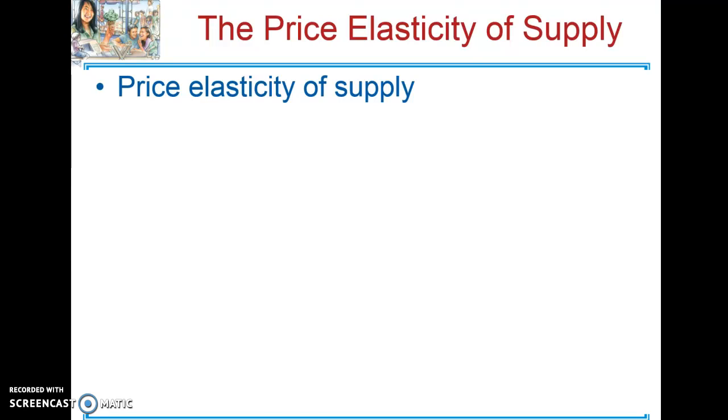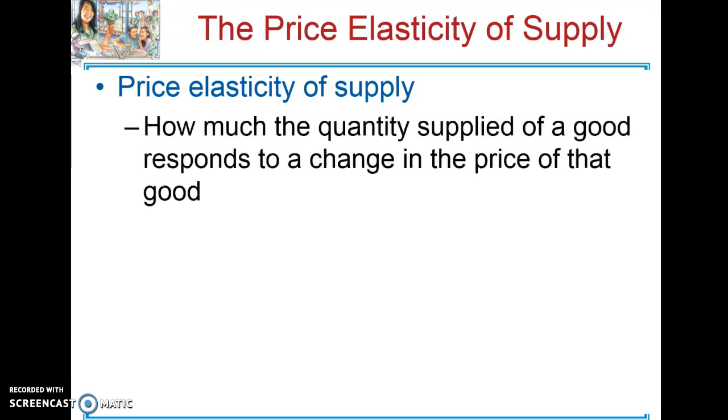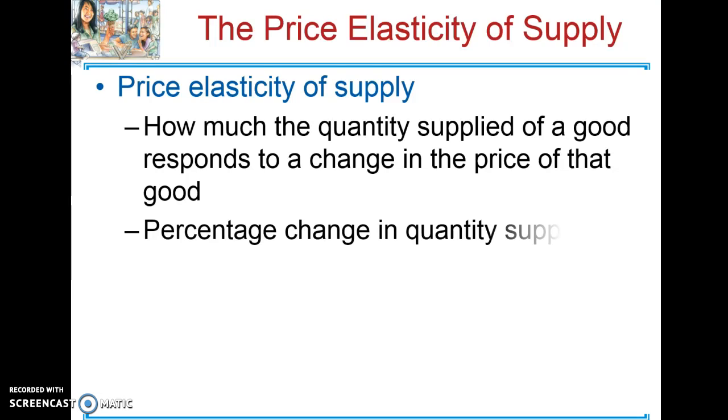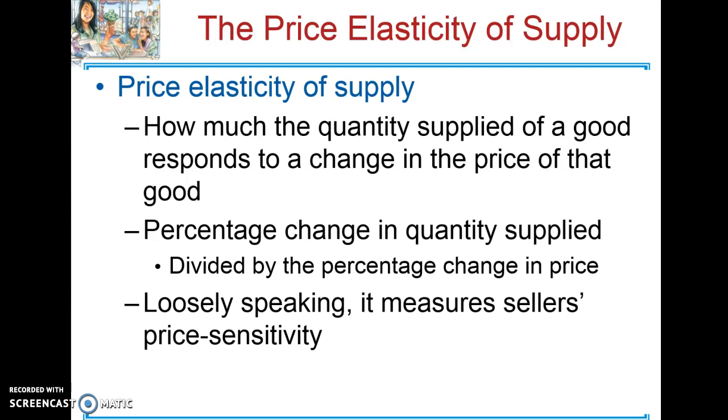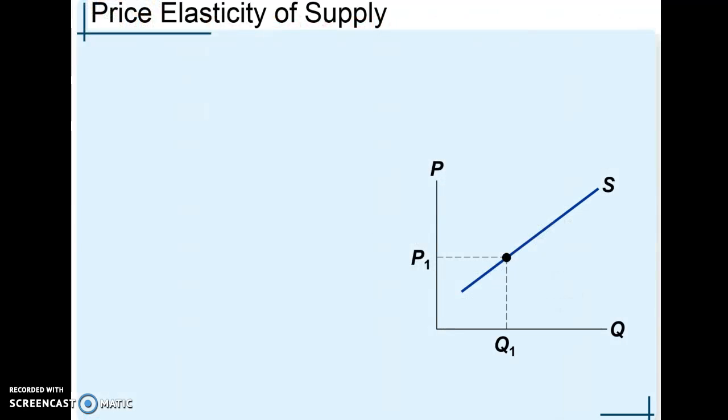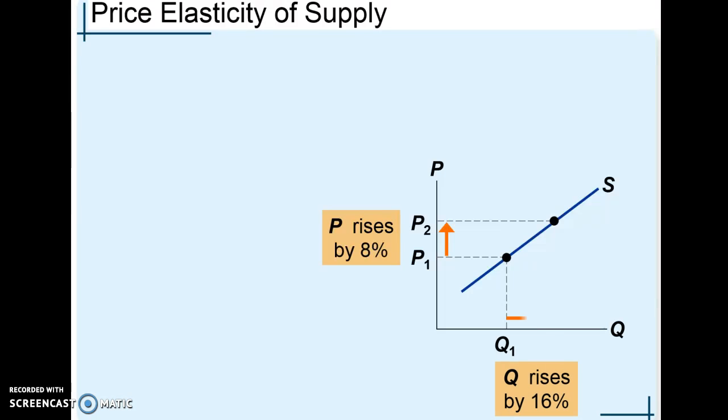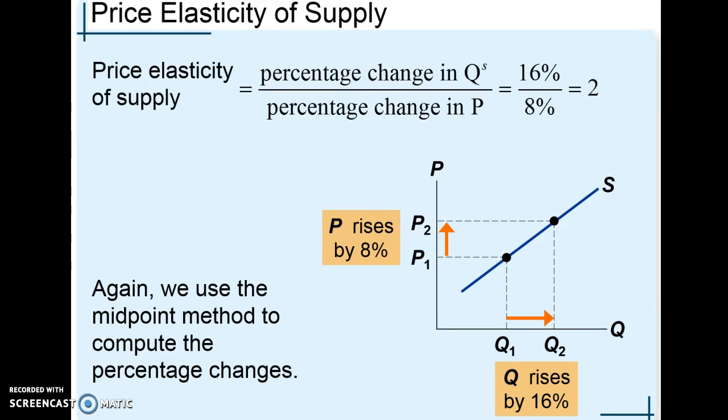Next, we're going to look at the price elasticity of supply: how much the quantity supplied of a good responds to a change in the price of that good. It is the percentage change in quantity supplied divided by the percentage change in price. So what is the seller's sensitivity to price changes? Here we're calculating the price elasticity of supply. In this case, it's equal to 2.